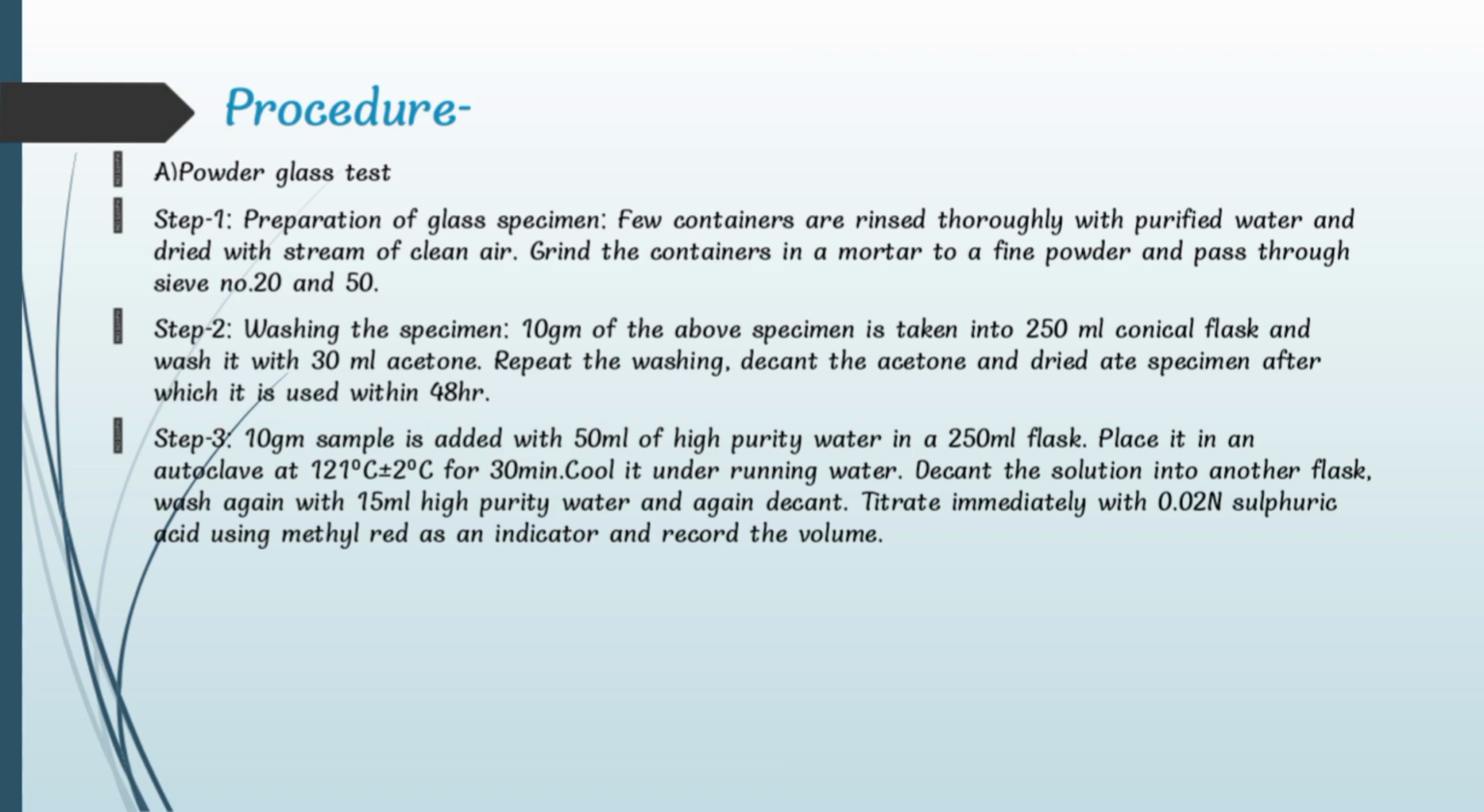Procedure for powder glass test. Step 1 is preparation of glass specimen. A few containers are rinsed thoroughly with purified water and dried with a stream of clean air. Grind the containers in a mortar to a fine powder and pass through sieve number 20 and 50.